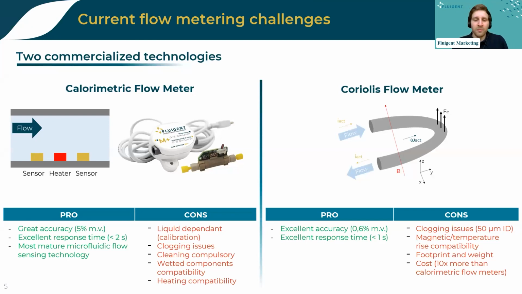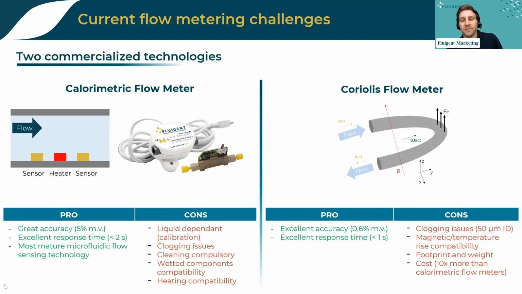So the great advantage of this system compared to the calorimetric flow sensors is that they give an excellent accuracy. Here it's about 0.6% of the measured value, which is quite robust if you want to have a highly precise system. Response time is quite similar to the flow sensors, and we meet the same limitations as with the calorimetric flow sensor, meaning that it's still an inline flow sensor.